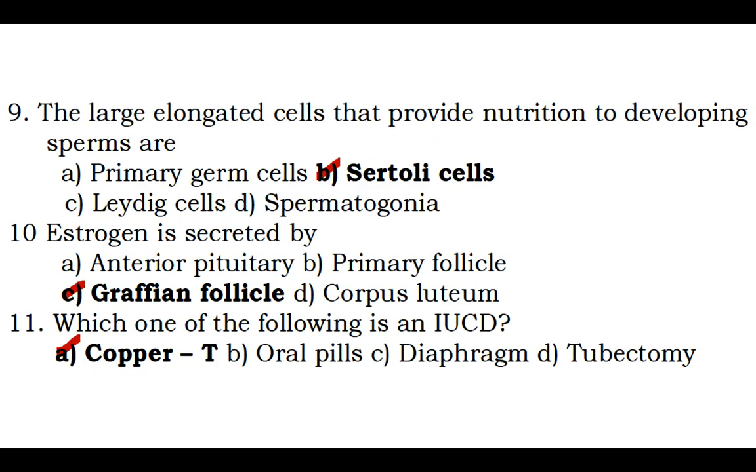Question number 9. The long elongated cells that provide nutrition to developing sperms are option B, Sertoli cells. Question number 10. Estrogen is secreted by option C, Graafian follicle. Question number 11. Which one of the following is an IUCD? Option A, copper T.